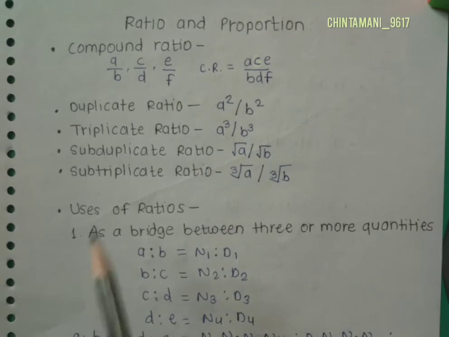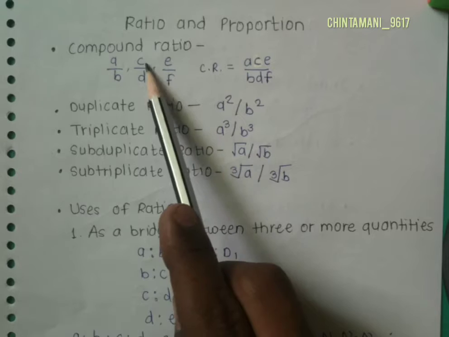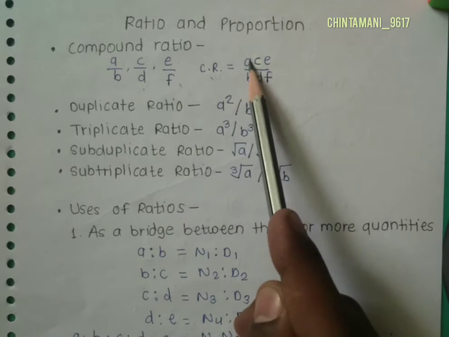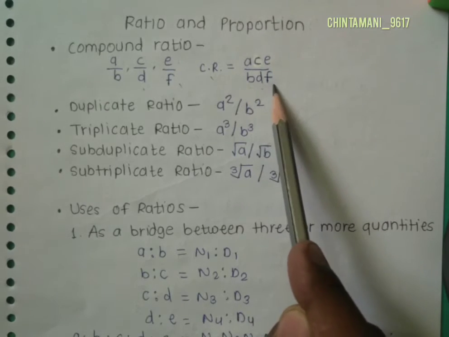The next one is the compound ratio. What is a compound ratio? Suppose we have three ratios, A is to B, C is to D, E is to F. Then the compound ratio will be A into C into E divided by B into D into F.